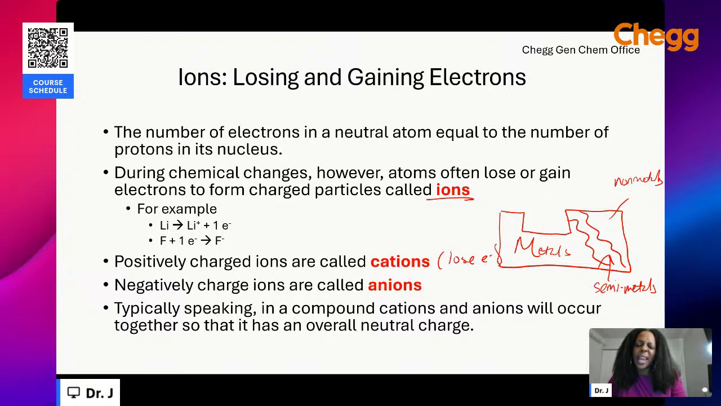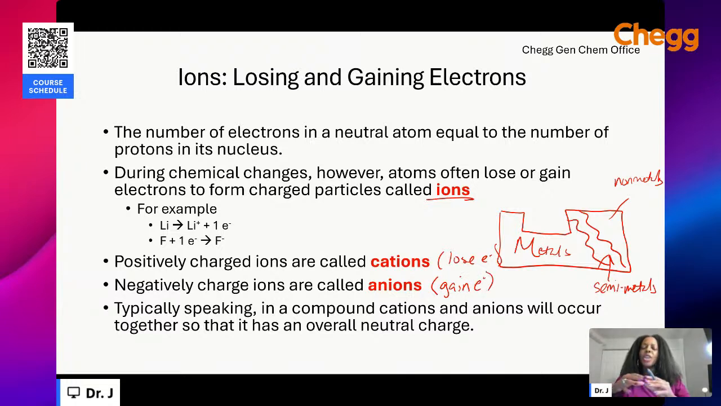The way I like to remember that, anion, if you look at how it's spelled, it kind of looks like onions. Onions, if you eat them, I love them, but they can make your breath smell bad. Bad is negative, so anions are negative. Run with it if it works for you, okay? But for your anions, they're going to be gaining electrons, okay?